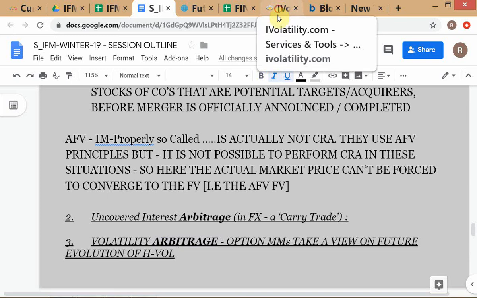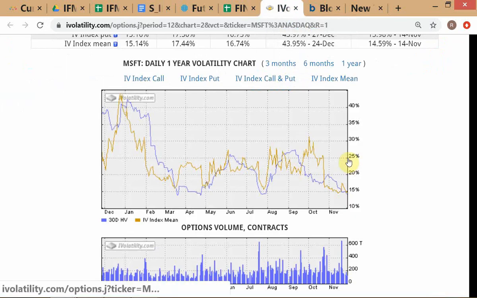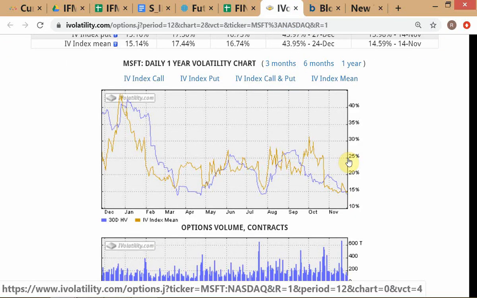Because remember, this is just a forecast. Anytime there's a forecast involved in computing the fair value and the market price, because this fair value is, according to him, the fair value of the IVOL should have been 25%, because that's what he thinks it will be. But that's just his thought.